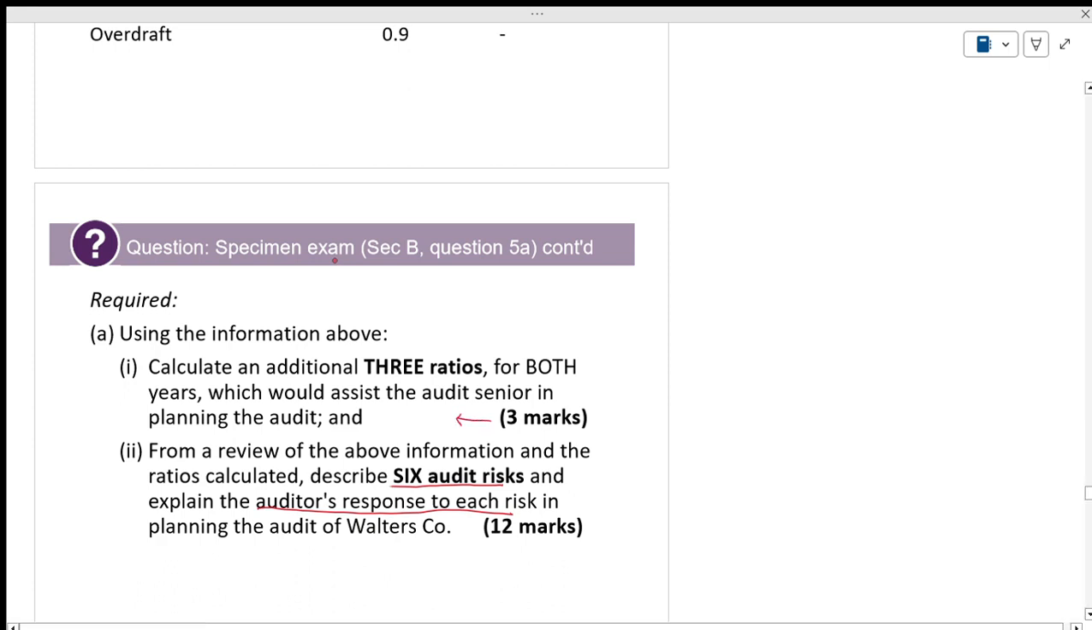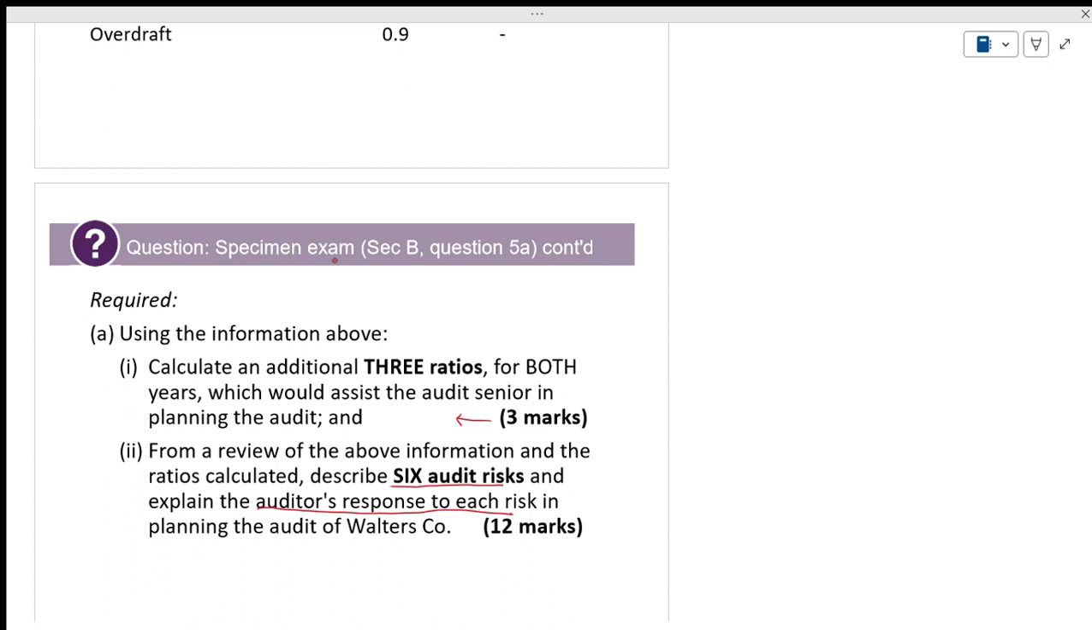Next, from a review of the above information and ratios calculated, describe. Describe means you have to put in 2 or 3 sentences. You have to relate it to the audit risk which has been identified. Never make it 1 or 2 sentences, and never mix 2 things at one point. This is the most critical one. Follow the rules, things will be very, very specific.